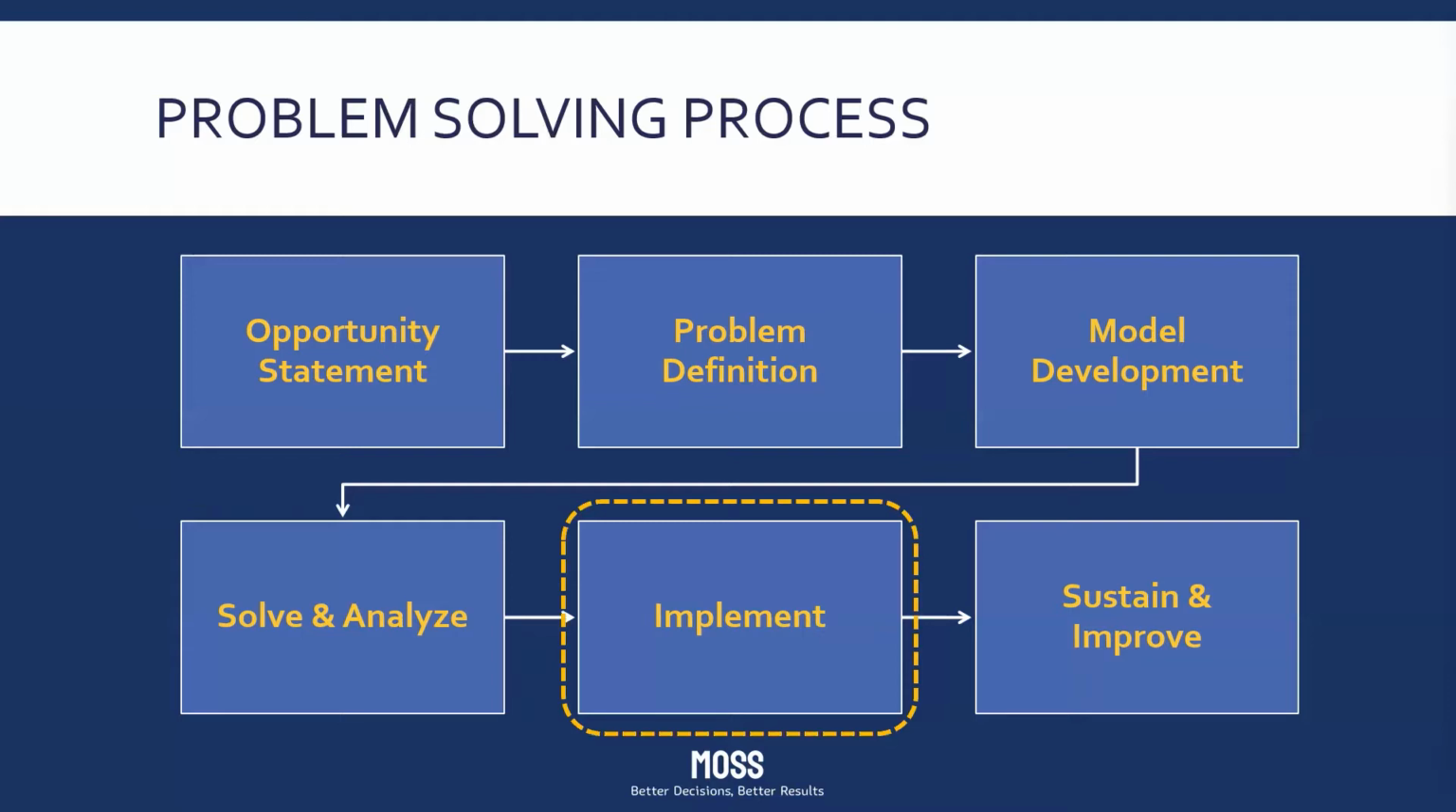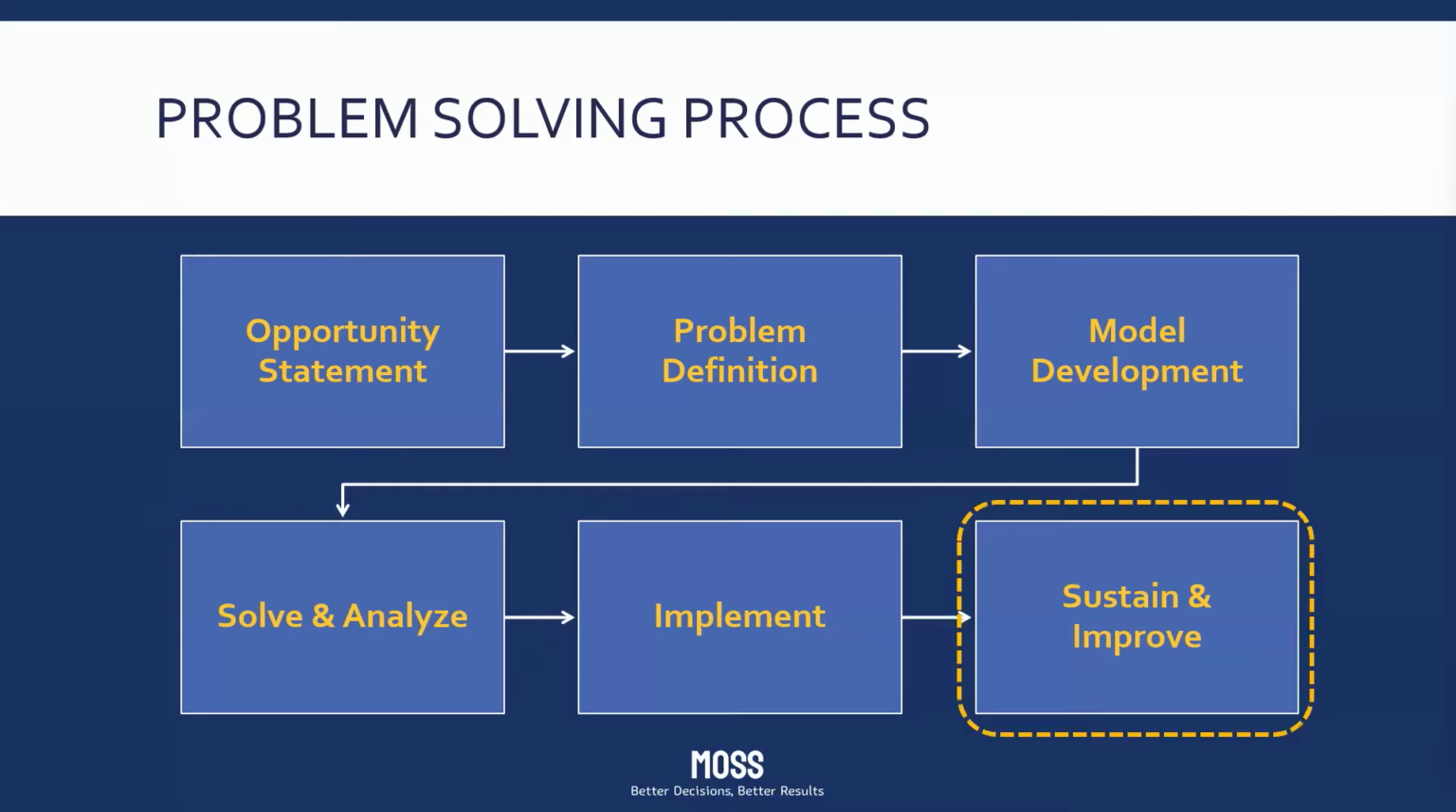And finally, in step 6, we need to sustain and improve our work. Almost all real-world business problems are dynamic and will change over time. Models should strive for robustness. And as the model is used, opportunities for improved functionality will become more apparent. While this process is laid out sequentially, you will find that iterating back to earlier steps is common and expected for almost all problems.